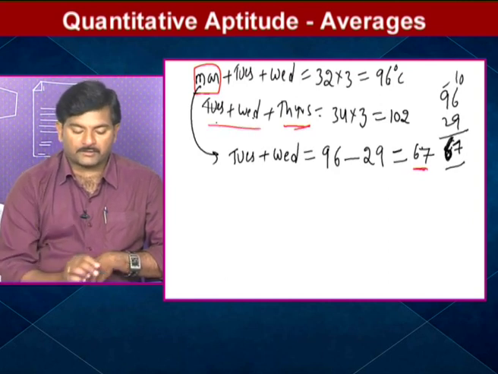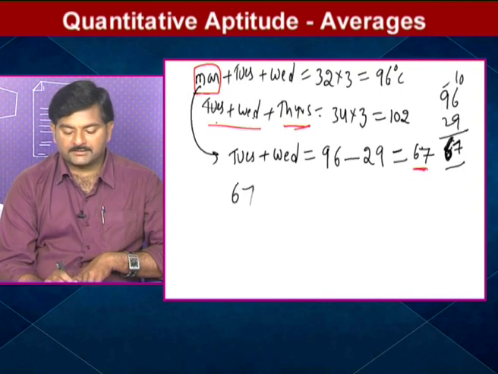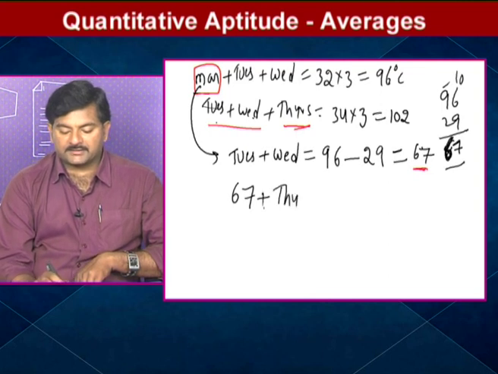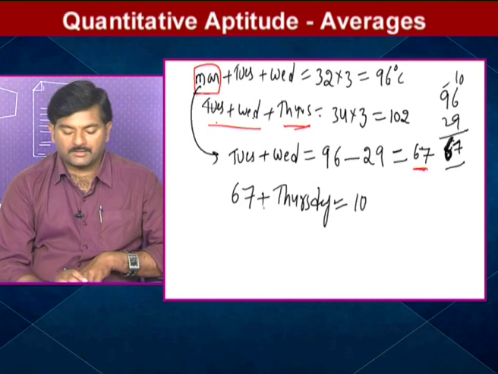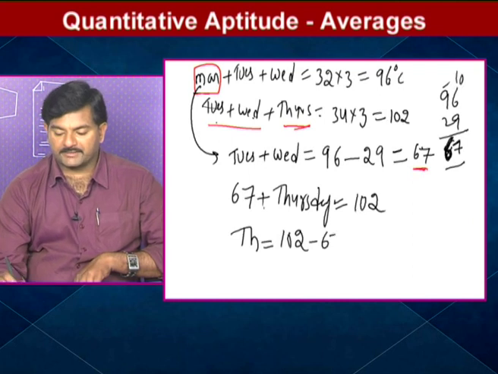Okay, now what will we get? 67 plus Thursday. 67 plus Thursday, that is equal to how much are you getting? 102. Okay. From this, the Thursday temperature is equal to 102 minus 67.